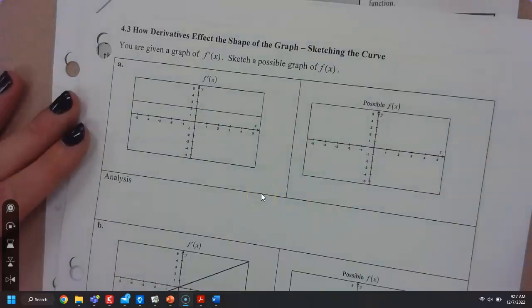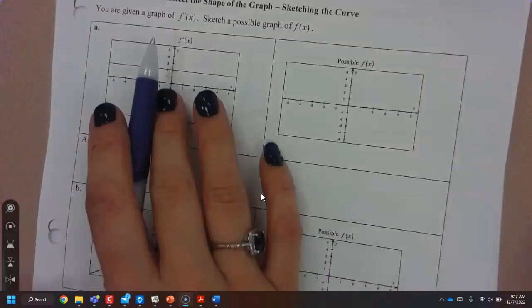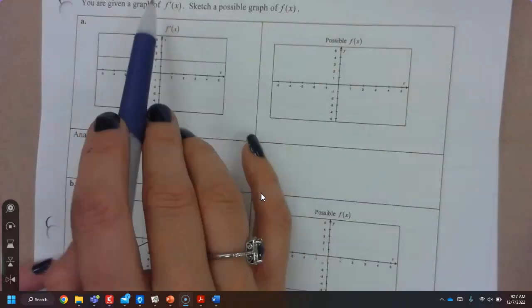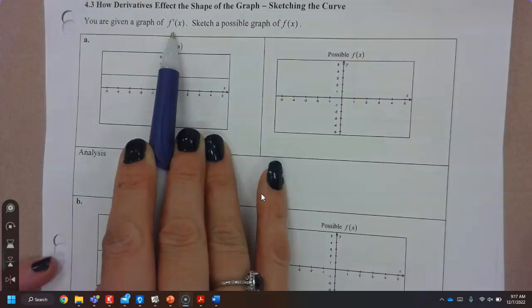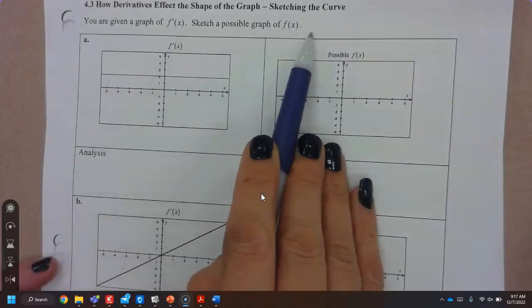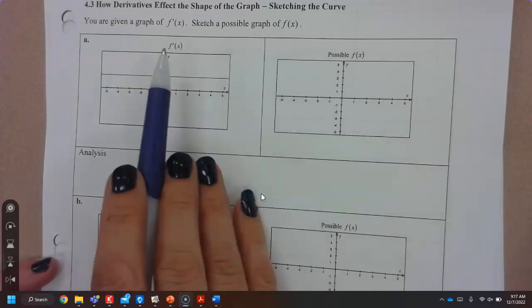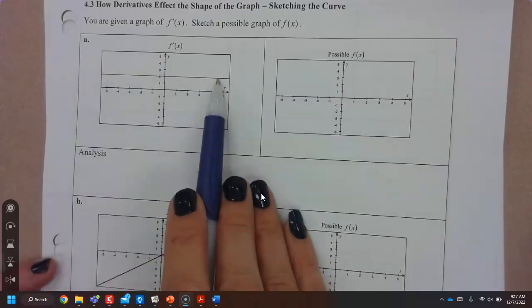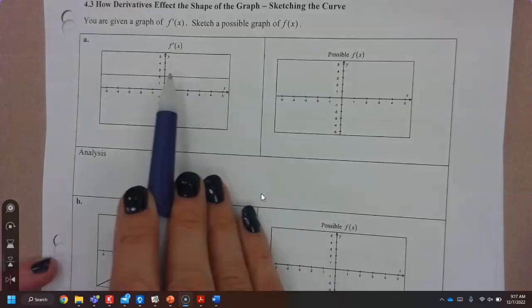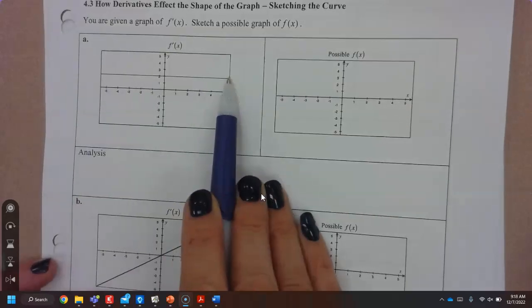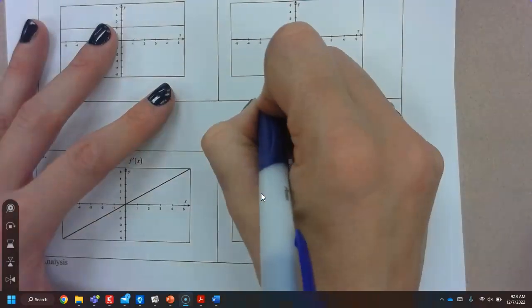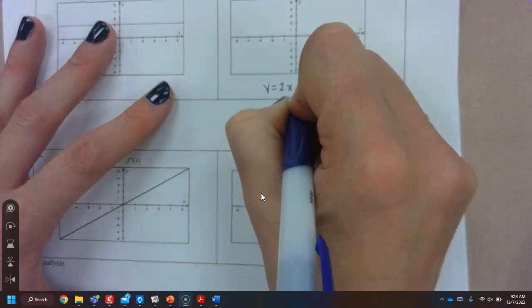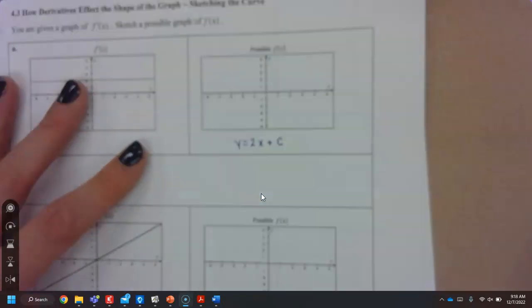All right. So here it says you are given a graph of f prime. Sketch me f. If f prime is a constant, what does that mean the function before it was? Linear. And what does that mean the slope was? So that means that a possible graph of f is 2x plus some y-intercept.